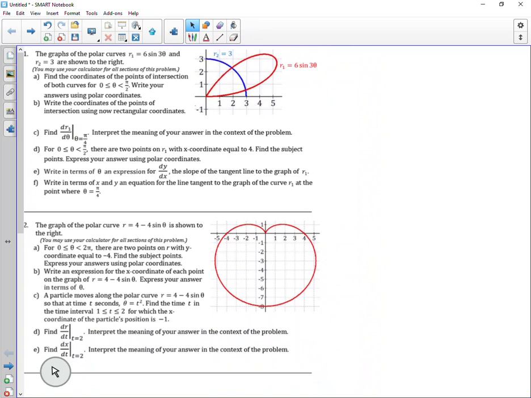Okay, I don't have a calculator on here, so I'm just gonna tell you what to do, but hopefully you have your calculators out? Grab your calculator, because most of the time you'll need it. Maybe I'll try to get one up.